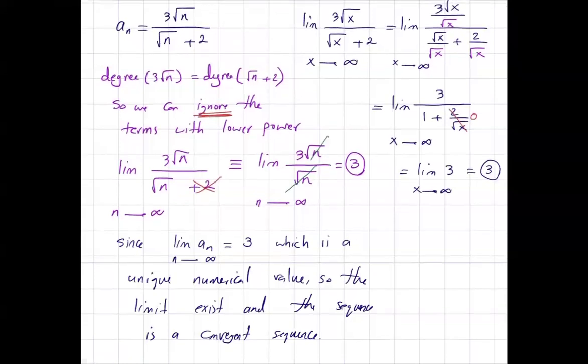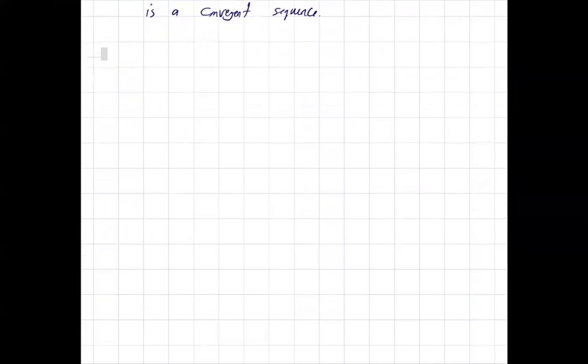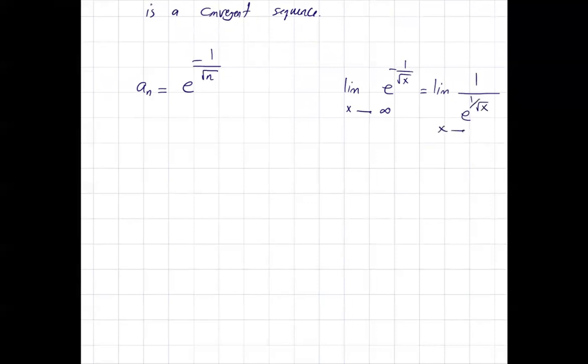Let's cover another example for you. Here you have the sequence a_n, which is equal to e to the power -1 over square root of n. To find the limit of this sequence, we can find the limit of e to the power -1 over square root of x as x goes to infinity. This can be written as the limit of 1 divided by e to the power 1 over square root of x as x goes to infinity.